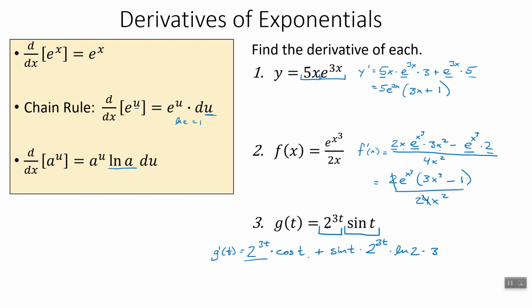We can factor out the 2 to the 3t, but not much is going to come out, and it's really not going to simplify very much for us, but we'll take it out anyway. We're left with cosine of t plus, let's see, we got 3 ln of 2 as kind of like a coefficient, 3 ln of 2 times the sine of t. All right, and there is our derivative.